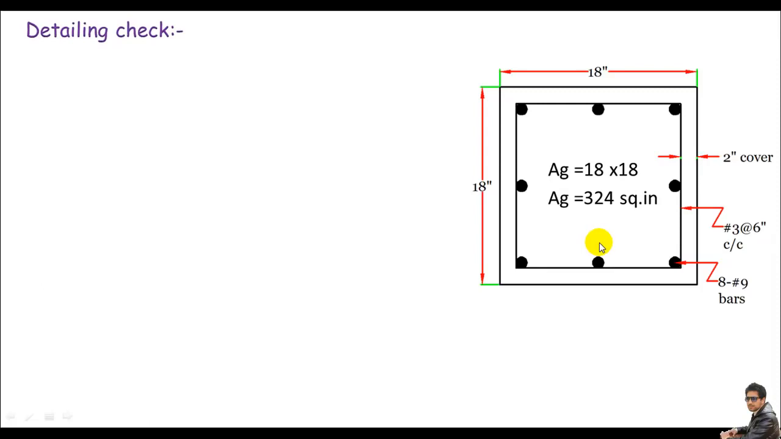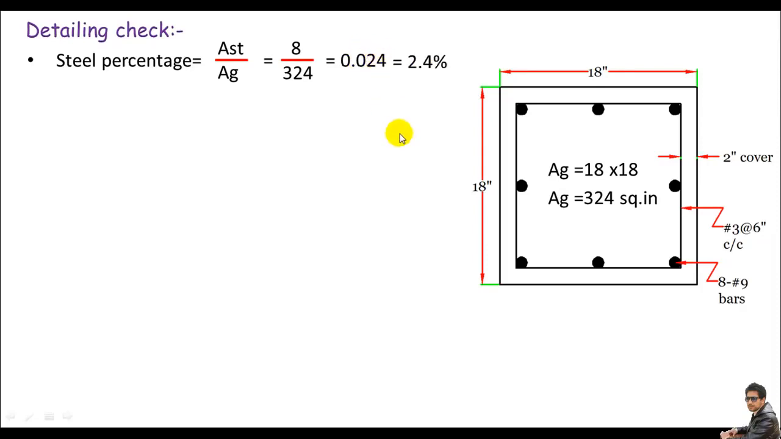Alright, the first thing I want to check is the steel percentage, which is of course AST divided by AG. This will give me the percent of main steel. AST is given as 8 square inches, and AG is of course 324 square inches. You can get 0.024. There is no unit with this because this is the ratio of the same units. Of course, when you multiply this by 100, you get 2.4%.